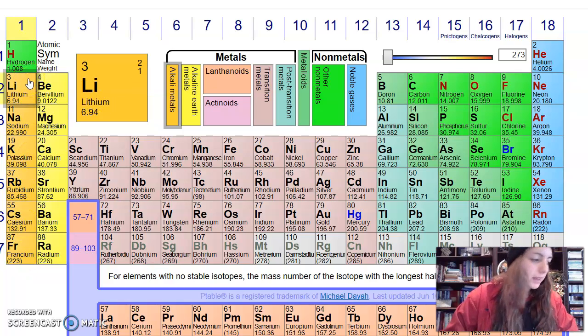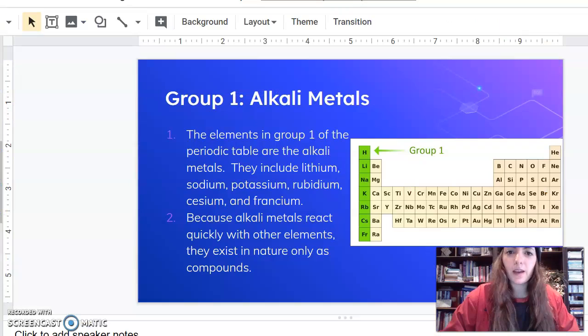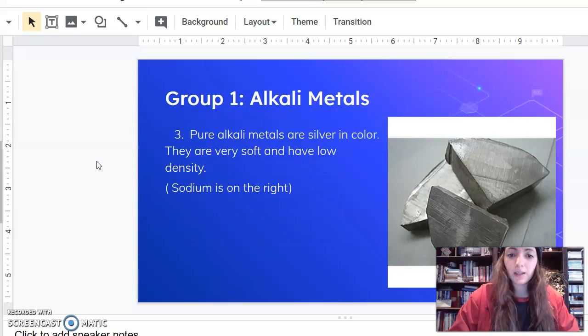And the next question is facts about alkali metals. I won't do this for you guys because I do want you to learn. So please refer back to your PowerPoint and refer to your book on alkali metals. And here it is right here. I have all the information, and I'll let you guys read that on your own.